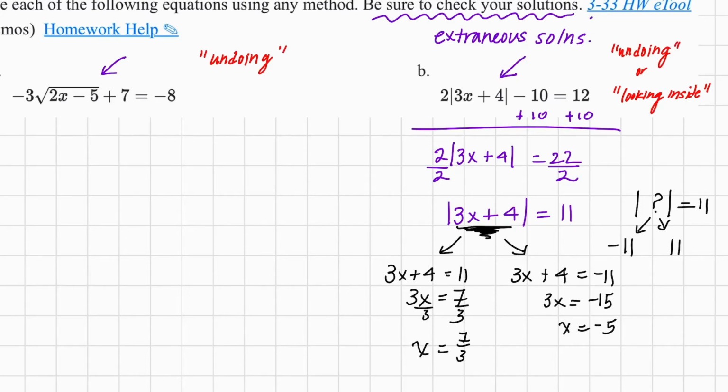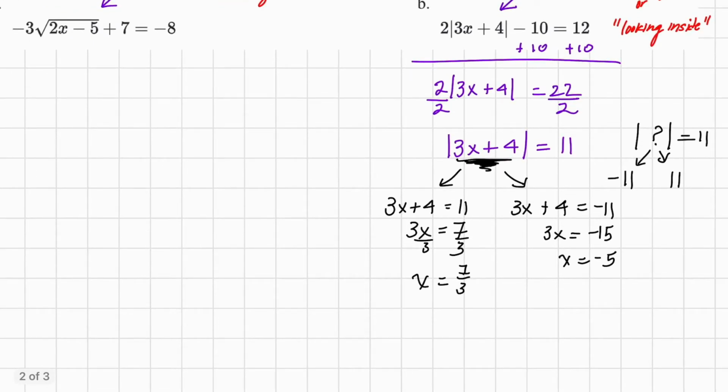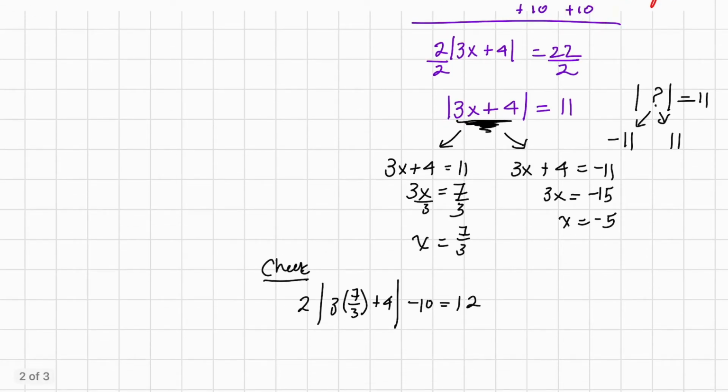And all we are going to do is just check both x values. So for the first one, you're going to have 2 times the absolute value of 3 multiplied by 7/3 plus 4, close absolute value, minus 10, and see if that's equal to 12. And then on the other side, let's write it out as well. You have 2 times the absolute value of 3 times negative 5 plus 4, and then minus 10. Let's see if that's equal to 12.